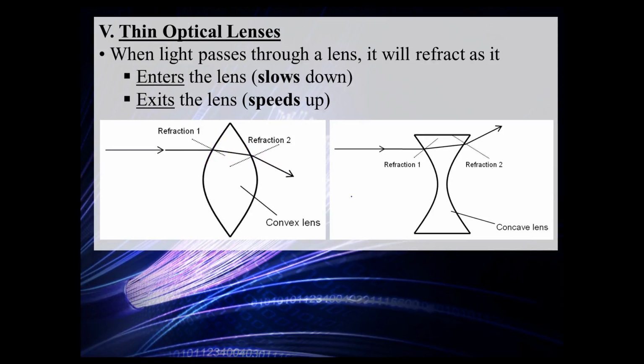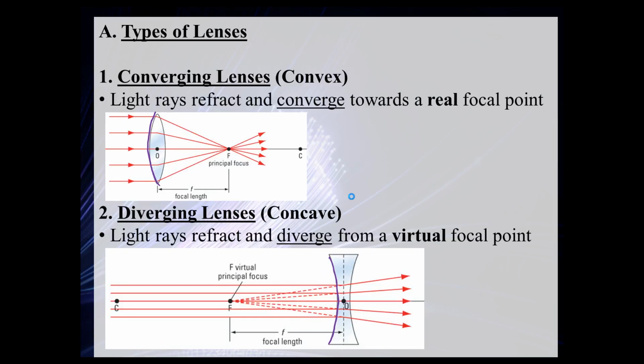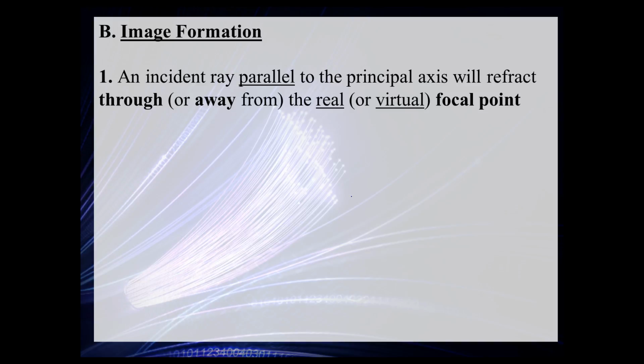So just like with the mirrors, we're going to have 3 rules that we can use to efficiently construct our images, or efficiently construct ray diagrams. So here are the rules. Rule 1: An incident ray that is parallel to the principal axis will refract through, or away from, the real or virtual focal point. The information I put in brackets is going to be applied to a diverging or concave lens, as for the information that's not in the brackets applies to a convex one. Well, let's look at a picture for this.